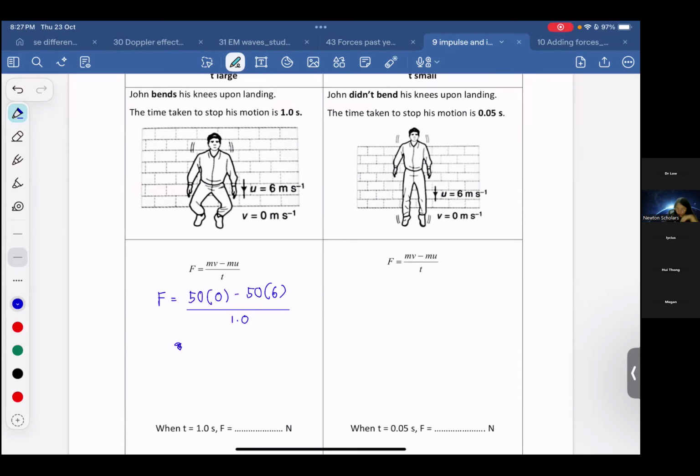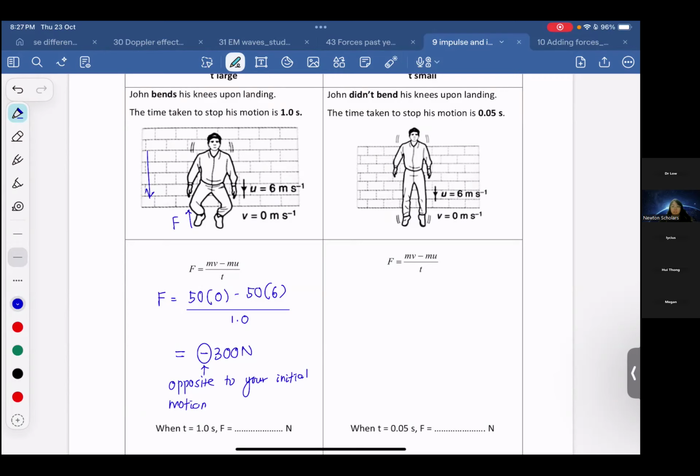Okay, boys and girls, were you able to get the same answer as us? This is negative 300 Newton. Negative is just showing direction, opposite to your initial motion. You are falling down, jumping down, so the force acting on you is in the opposite direction. That's why you get a negative. If you didn't get a negative, also correct. The main thing is we want 300.